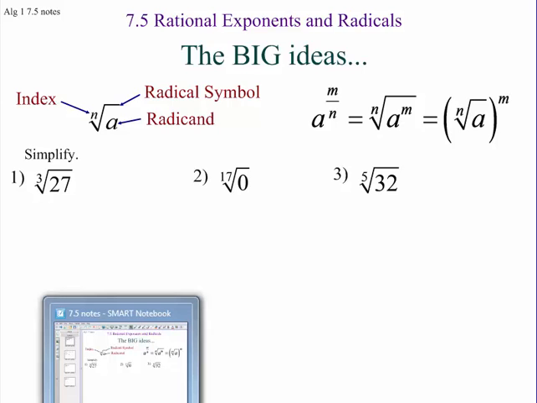We got two quizzes this week. One is over 7.3, 7.4, and we got a quiz over this 7.5 on block day. So start numbering it all together.